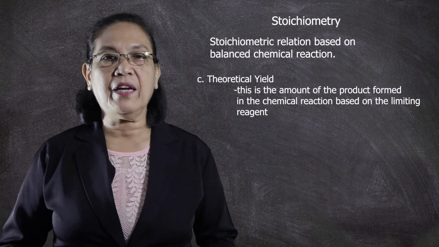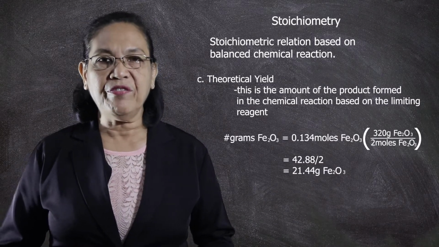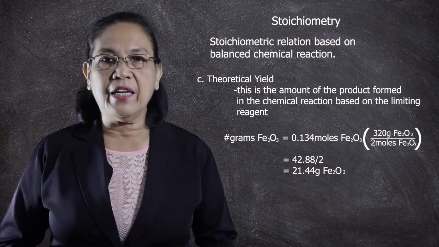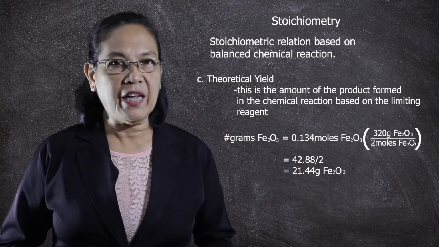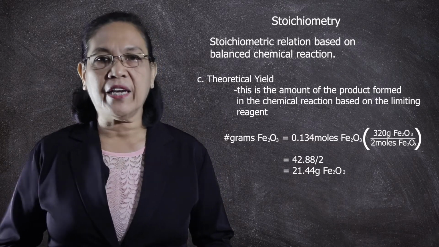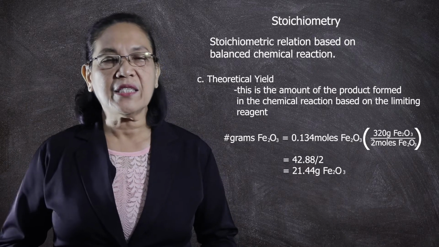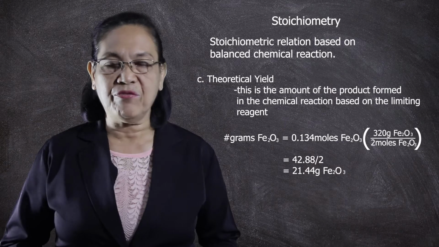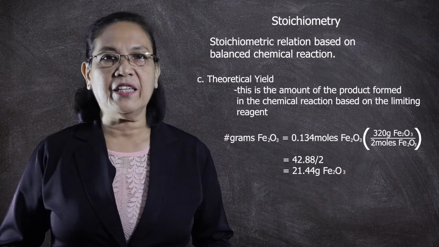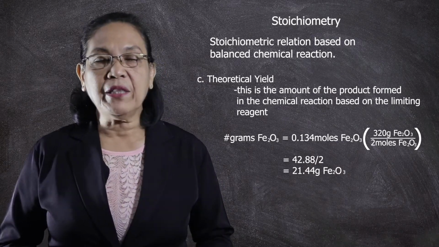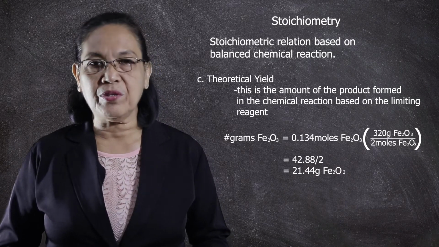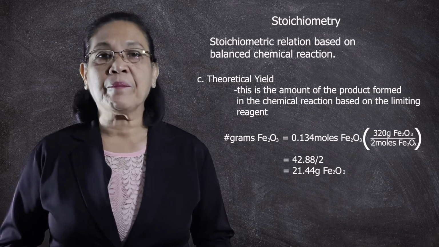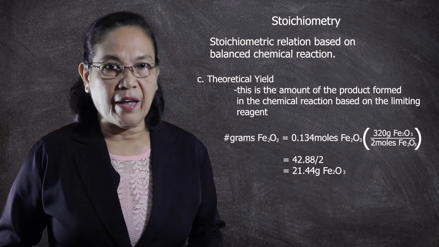Since we have already computed that the number of moles obtained of the desired product, which is the ferric oxide, is 0.134 based on the reactant iron, this amount in terms of moles, which is 0.134, will be converted into number of grams by multiplying this number of moles of the desired product by the gram and mole relation that we have established in step 2.